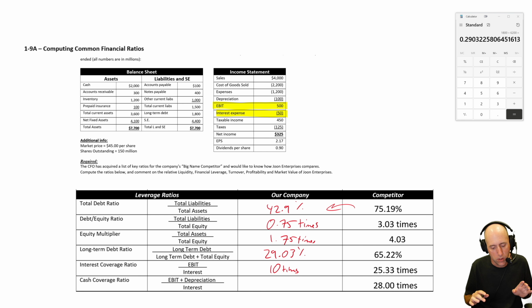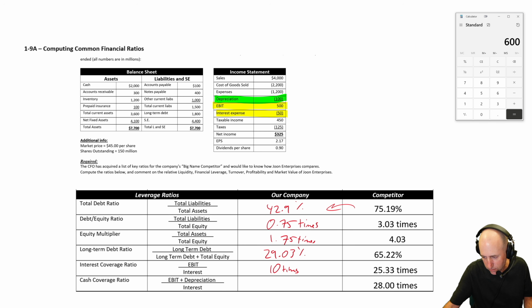Now, the next ratio says, well, EBIT includes depreciation. I don't have to worry about depreciation if I'm paying bills because depreciation is a non-cash expense. So let's take that out of the equation, add it back into EBIT. So I end up with 600 as my numerator divided by 50. 600 divided by 50 is 12. So again, 500 plus 100 divided by 50. I get 12 here, 12 times.